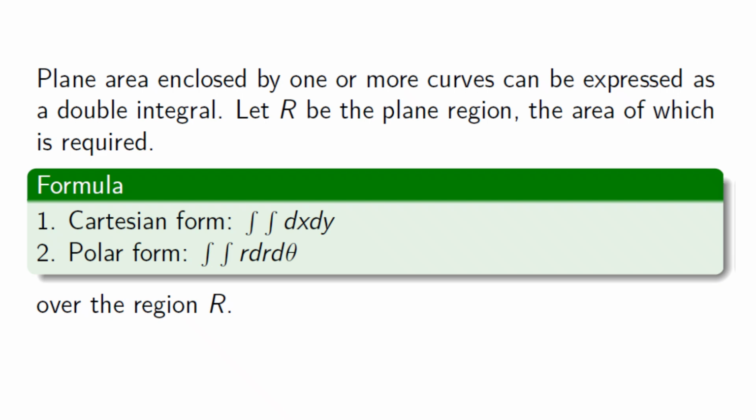Plane area enclosed by one or more curves can be expressed as double integral. So let R be the region, and that region we are going to find out. In Cartesian form, we are going to use this formula. It is double integration dx dy. For the polar case, we are going to use this double integration formula, that is double integration r dr d theta, over the region R, in both cases. Suppose R is the region, we will see different types of region for different examples.